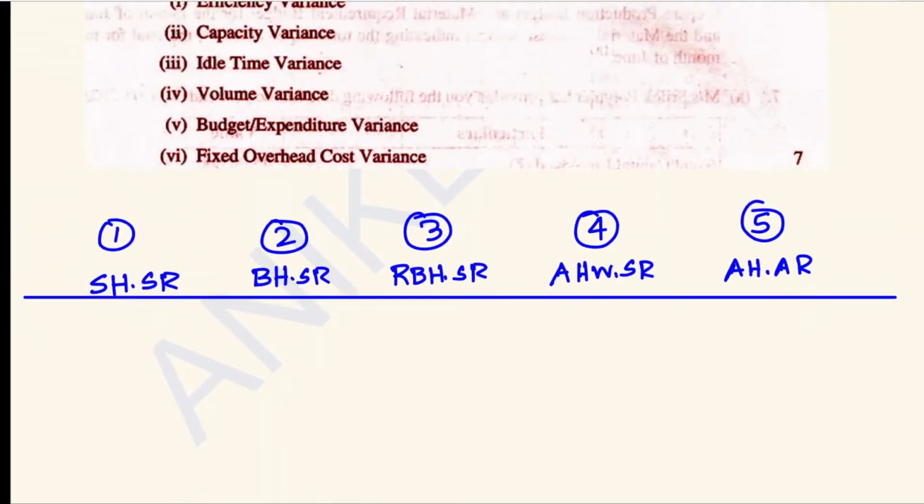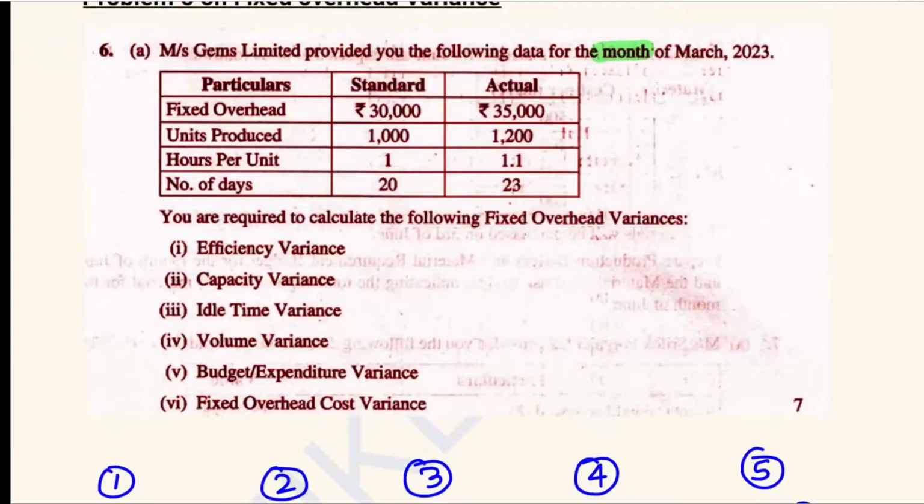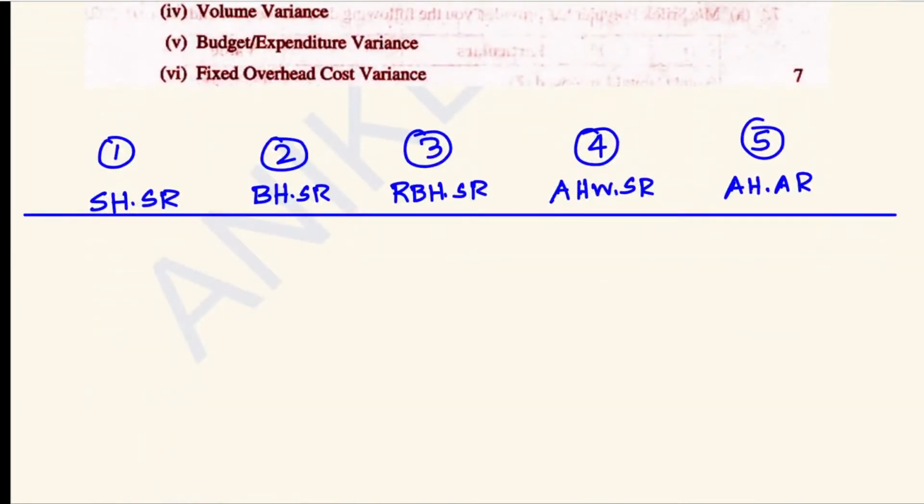So typically in your question, actual overhead and budgeted overhead are usually given. That means AHAR and BHSR are typically given. So this is your standard or budgeted data, 30,000. This is BHSR. Actual overhead is AHAR. Directly we can write these two here, 30,000, 35,000.